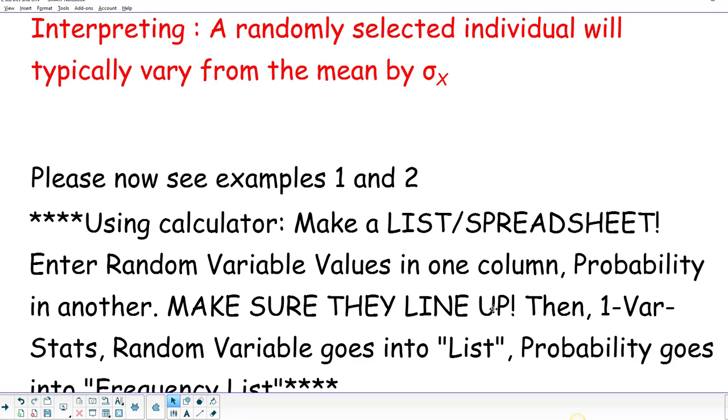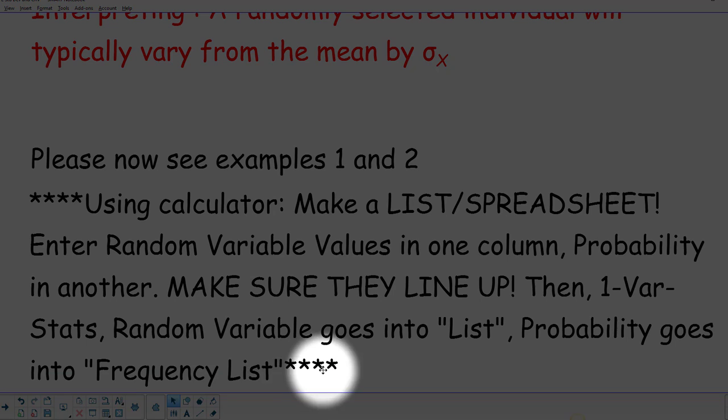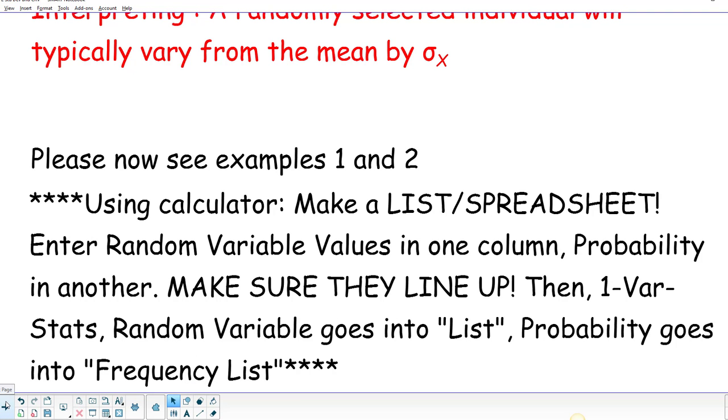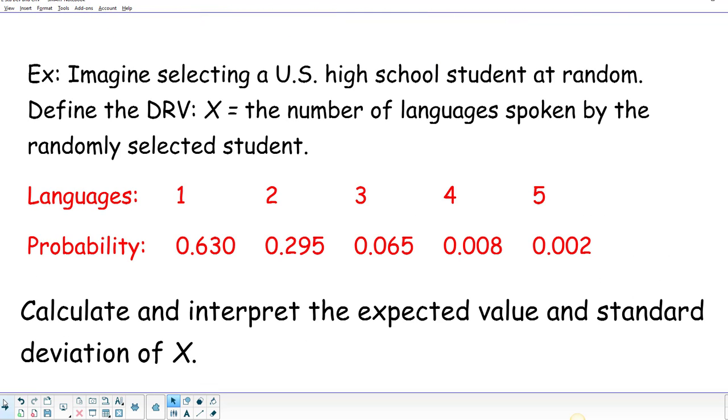Then we go into our one variable statistics. Here's the thing you have to pay attention to: the name of your random variable goes into your list, and the probability goes into this thing called the frequency list. The frequency list is the one big thing that changes here. So let's take a look at example number 1. Pull out your half sheet. I'll give you a moment to read this, and then we will take a look at what we need to do.